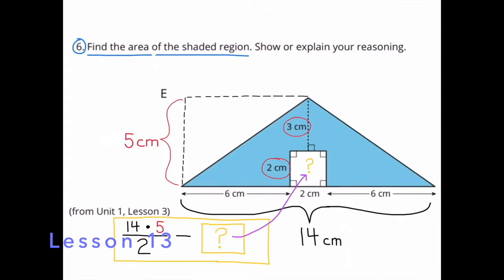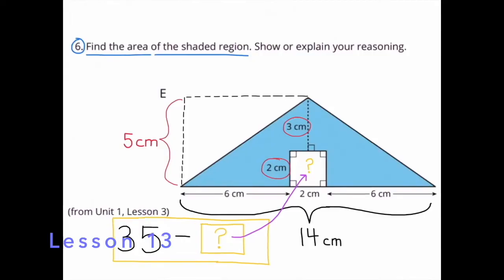Since the shaded region has the shape of a triangle with a square taken out of it, I decided to use the formula for finding the area of a triangle, half of base times height, or base times height divided by 2. So 14 times 5, and 14 times 5 is 70. And 70 divided by 2, or half of 70, is 35.